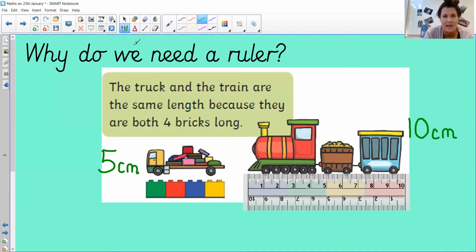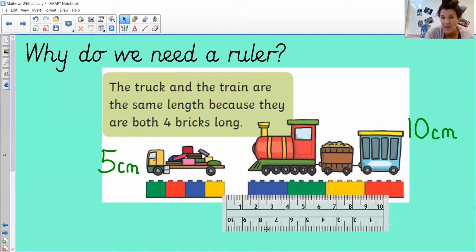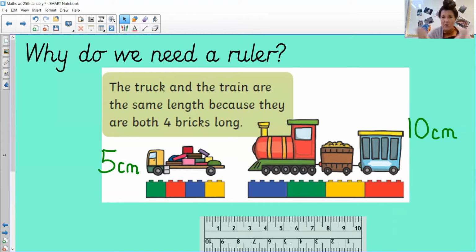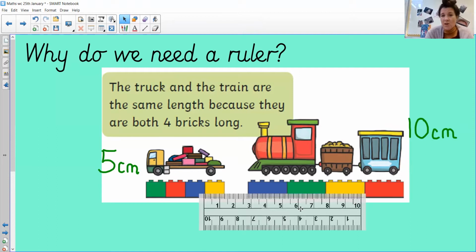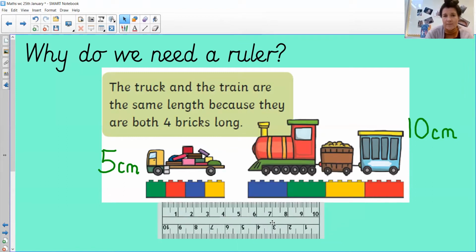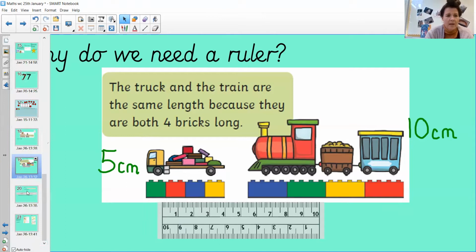Right, so now we have actually worked out, are the truck and the train the same length? Are they? No, because actually the truck is 5 centimeters long and the train is 10 centimeters long. And because we've used a ruler, which is the same unit of measure each time, using centimeters, we've worked that out. So that is why we use a ruler. Okay, let's move on.